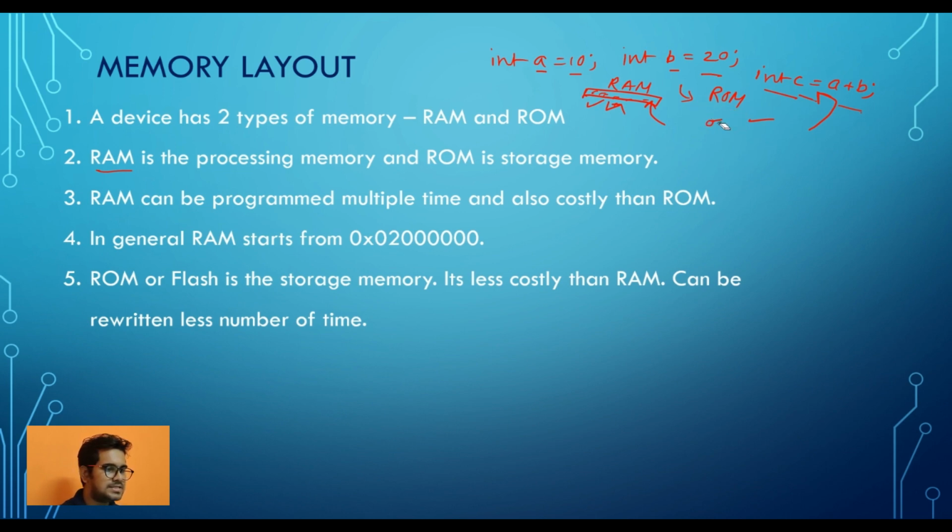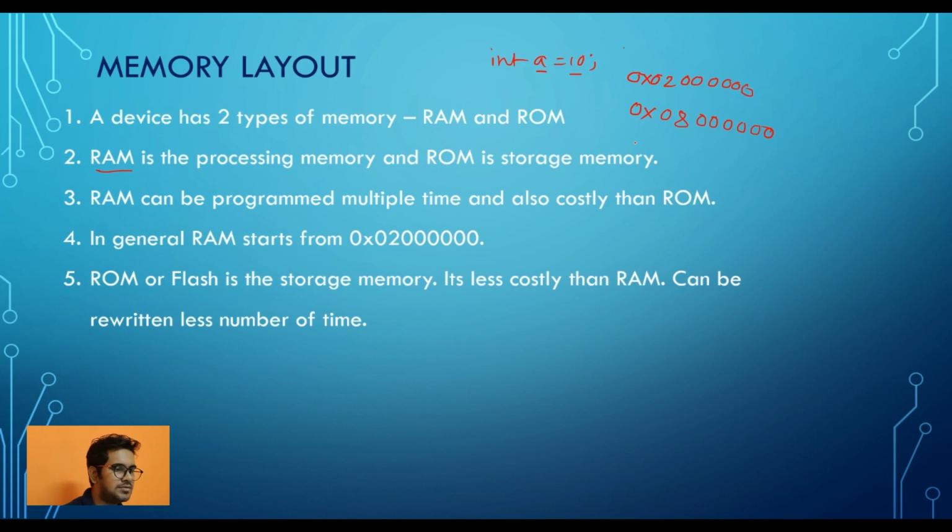So in any system, RAM and ROM will have different starting addresses. What does this mean? Typically for a microcontroller, RAM will start from 0x02000000, and the flash or the ROM will start from 0x800000, and like this it will start.